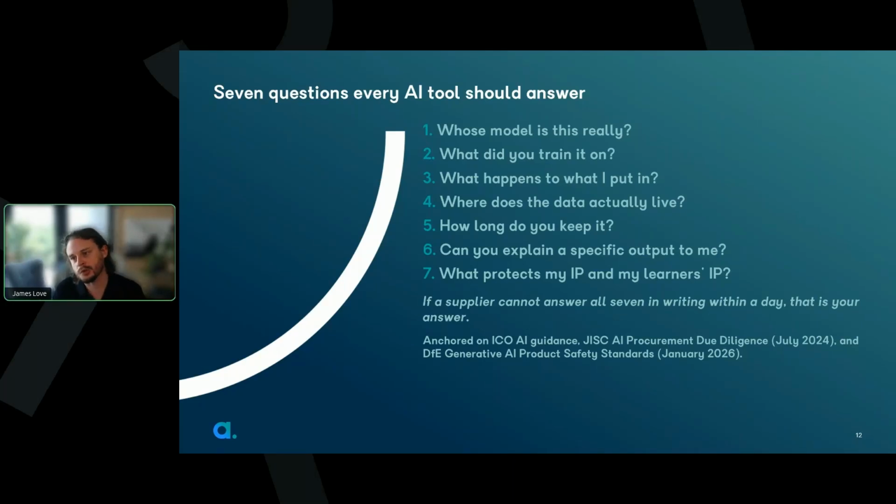And that isn't a cautionary tale to not use ChatGPT. That's just making sure that you've got the correct settings set up when you use these tools, and you've asked the supplier how to make your system safe. Question 4, where does the data actually live? The UK, US, somewhere else? Whose servers does it sit on? The DfE explicitly requires that this is told to users.